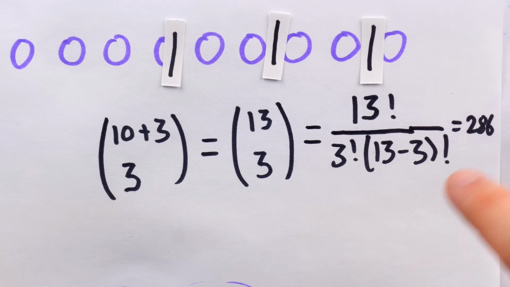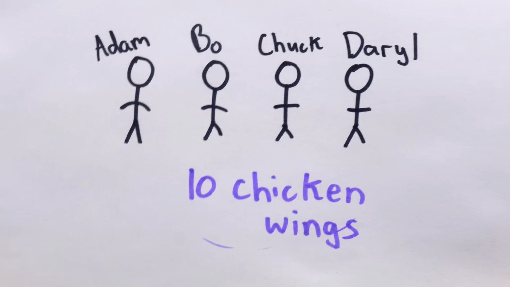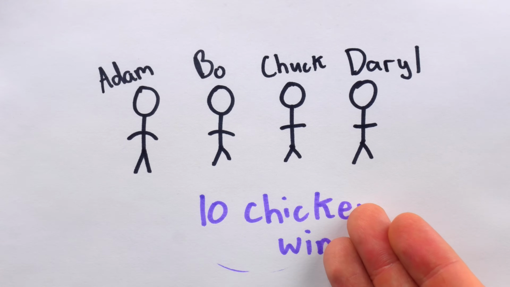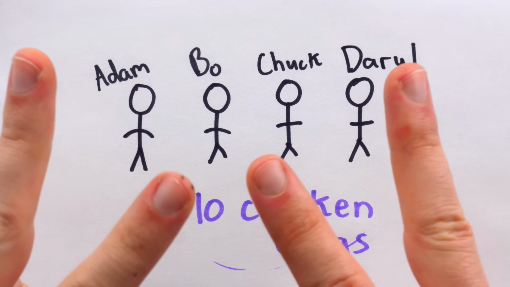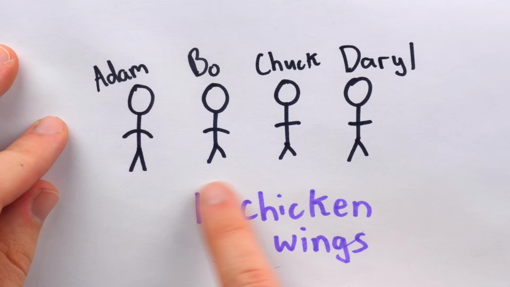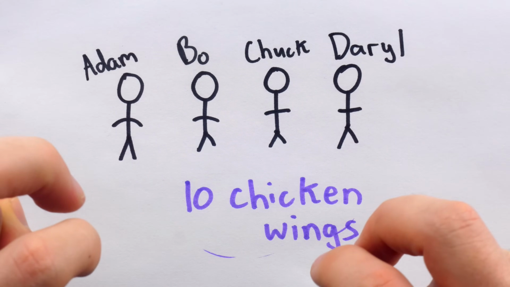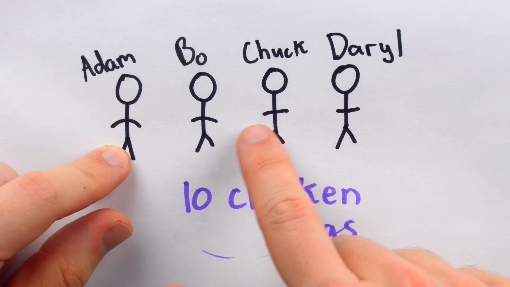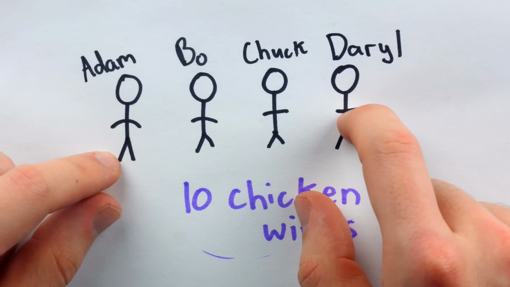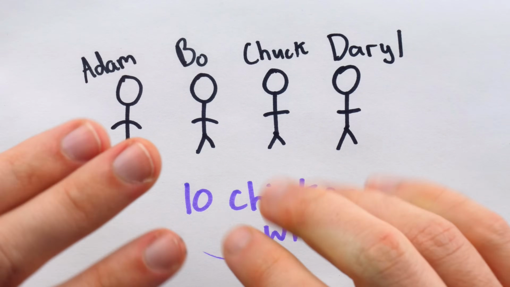So that's the solution to this particular problem, and in fact, there is a general name for the sort of thing that we've just counted. We've counted what are called the weak compositions of 10 into 4 parts. It's a composition of 10 because the 4 men must have had some number of wings that in total add to 10.